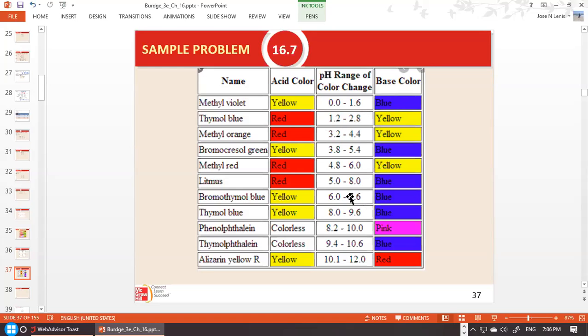However, thymol blue turns blue color in a range between 8.98 to 9.6. And that blue color will show basic for thymol blue. Whereas this blue color here will still show acidic if we are using methyl violet. So you need to know what indicator you're using to figure out what is the meaning of the color that indicator is giving. How? Just by looking at the pH range for that color change.